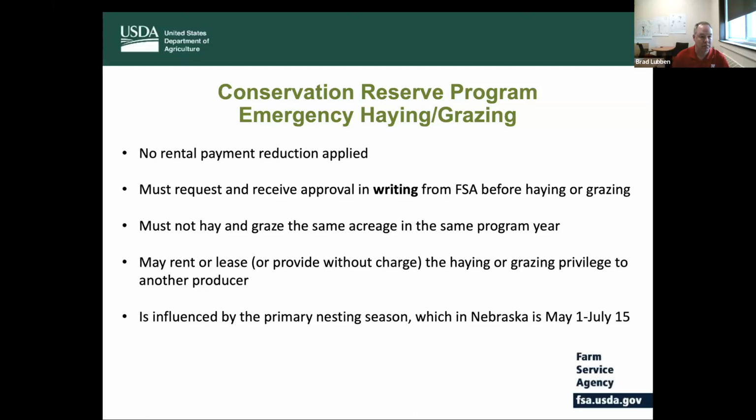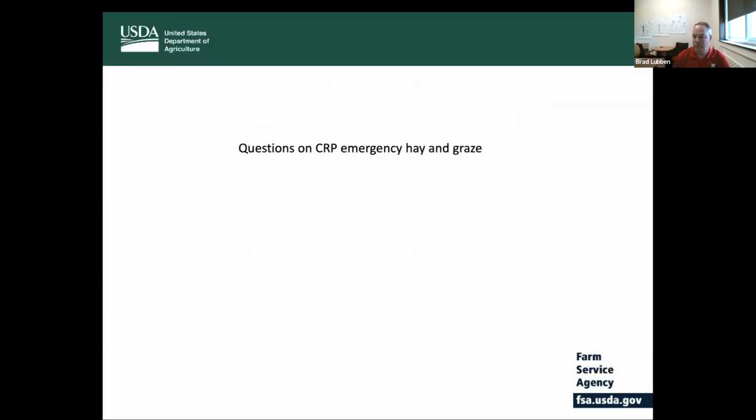General eligibility: we cannot hay and graze on the same acreage in the same program year. CRP participants may rent or lease the haying or grazing privileges to another producer. And we're always going to be mindful of the primary nesting season in Nebraska, May 1 through July 15th. Haying is not authorized during that time frame. We do allow some grazing during the primary nesting season, but that's going to be at a significantly reduced stocking rate. So that's just a general overview of emergency haying and grazing, and some of the flexibilities it allows when drought conditions happen.